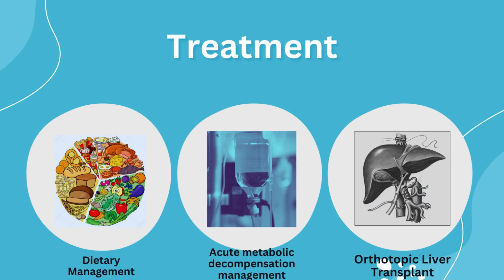The two main approaches to the treatment of maple syrup urine disease, MSUD, include: 1. Long-term daily dietary management, and 2. Treatment of episodes of acute metabolic decompensation. The mainstay of treatment is dietary restriction of branched-chain amino acids, BCAAs. Aggressively treat episodes of metabolic decompensation.